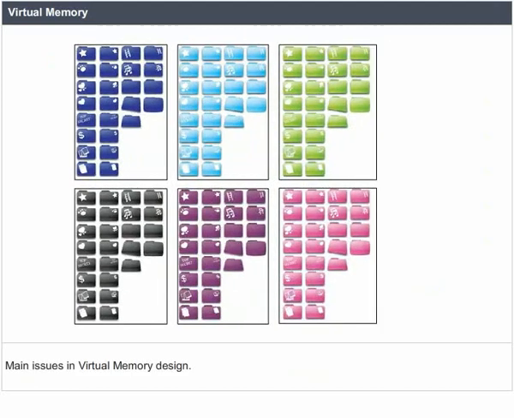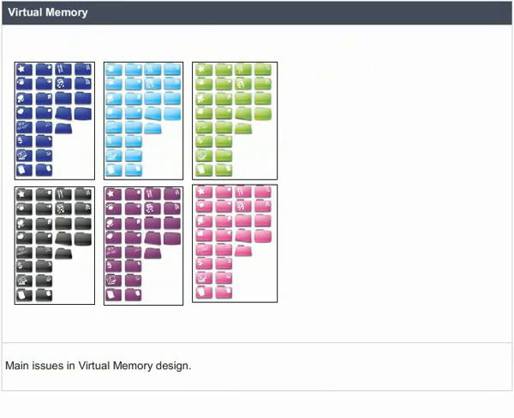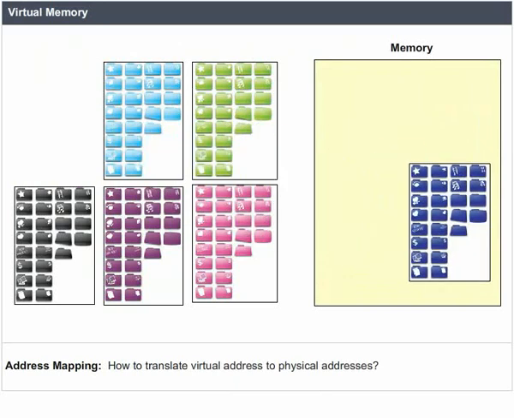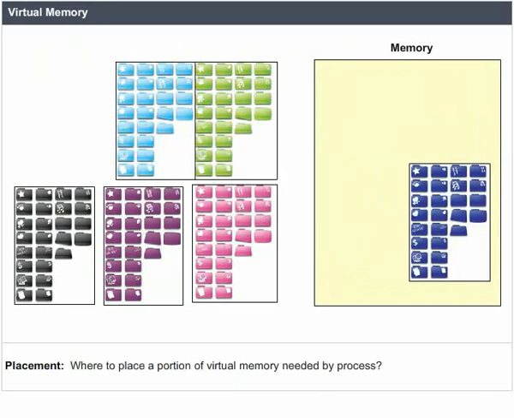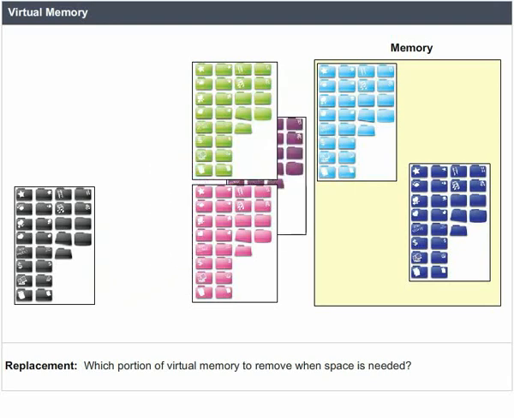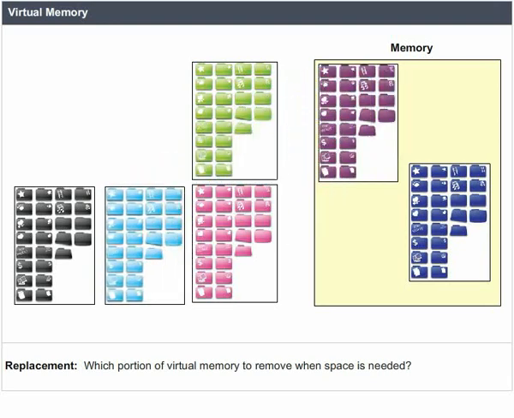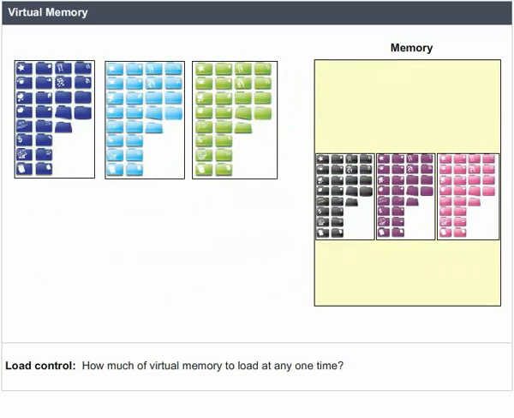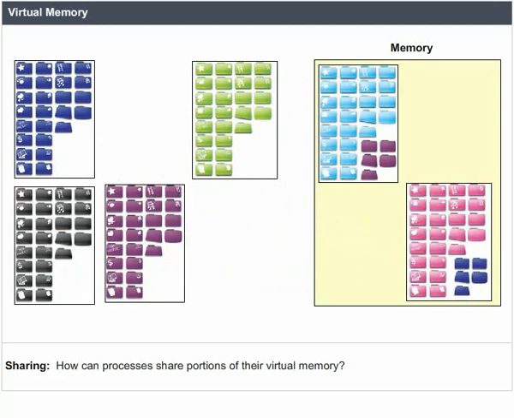Main issues in virtual memory design. Address mapping: how to translate virtual addresses to physical addresses. Placement: where to place a portion of virtual memory needed by a process. Replacement: which portion of virtual memory to remove when space is needed. Load control: how much of virtual memory to load at any one time. Sharing: how can processes share portions of their virtual memory?